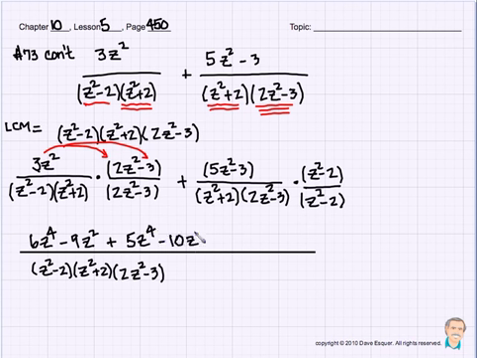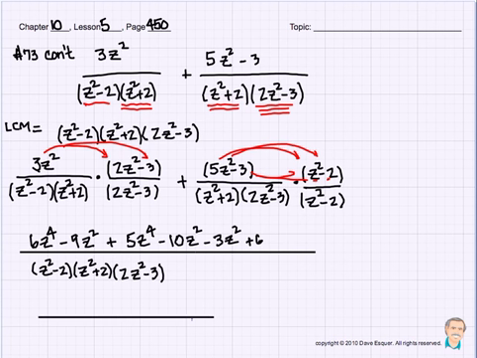Plus 5z to the fourth minus 10z squared minus 3z squared plus 6. So on this second set of terms, I FOILed: first, outside, inside, and last. I'm not trying to confuse you. And we're almost done. Incredible as this looks. It's not going to be quite as bad now.